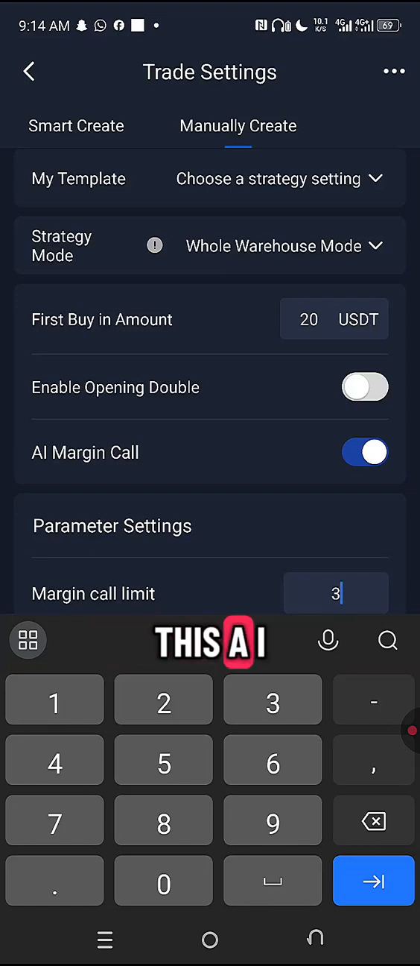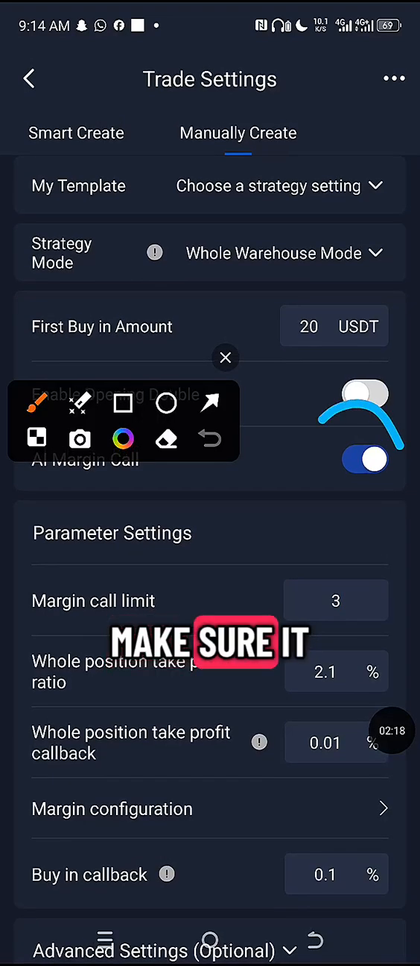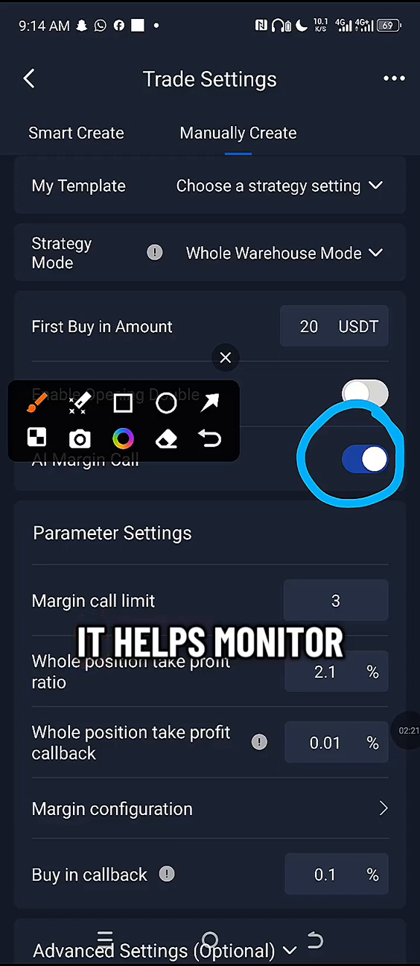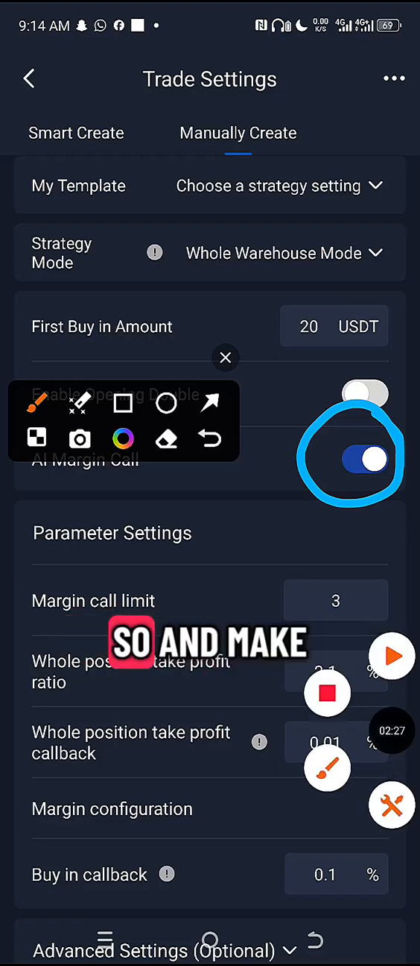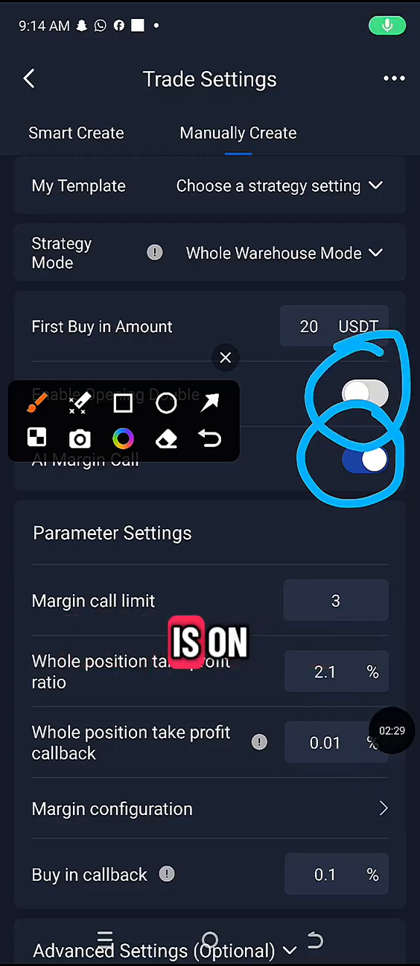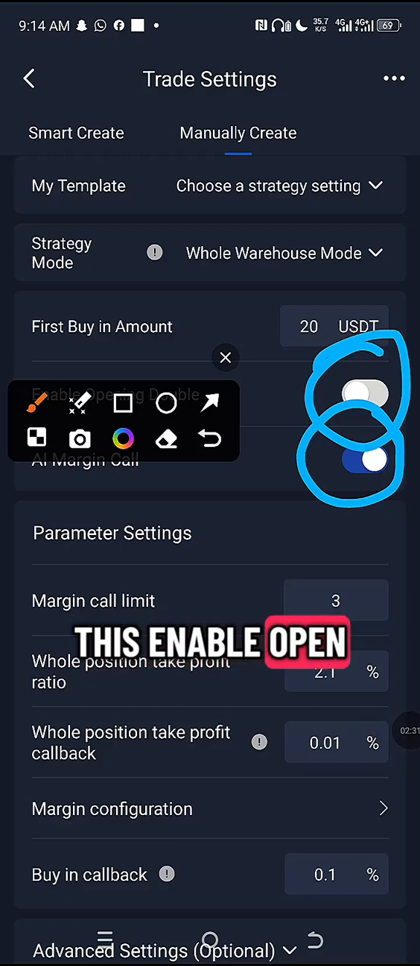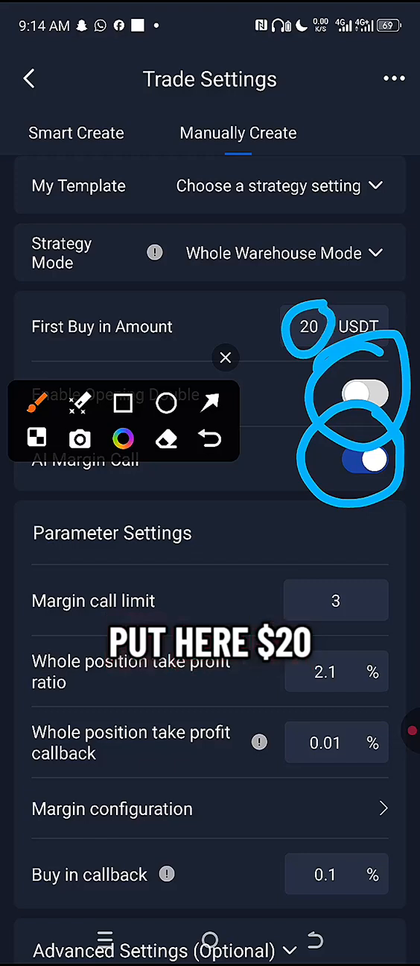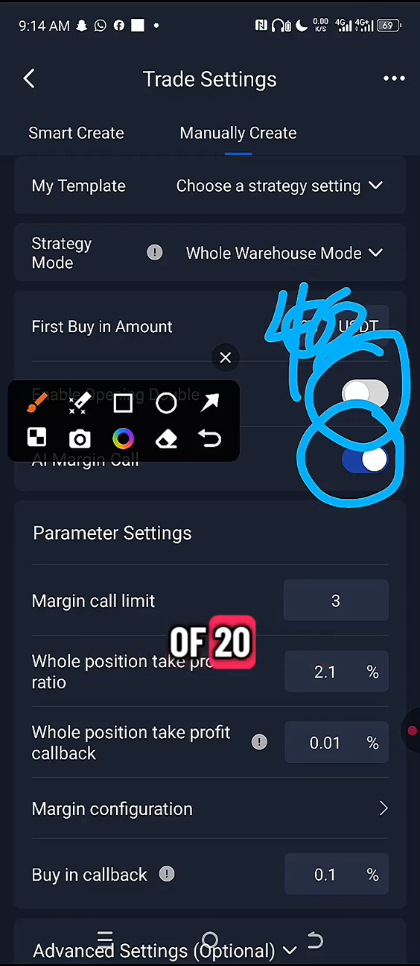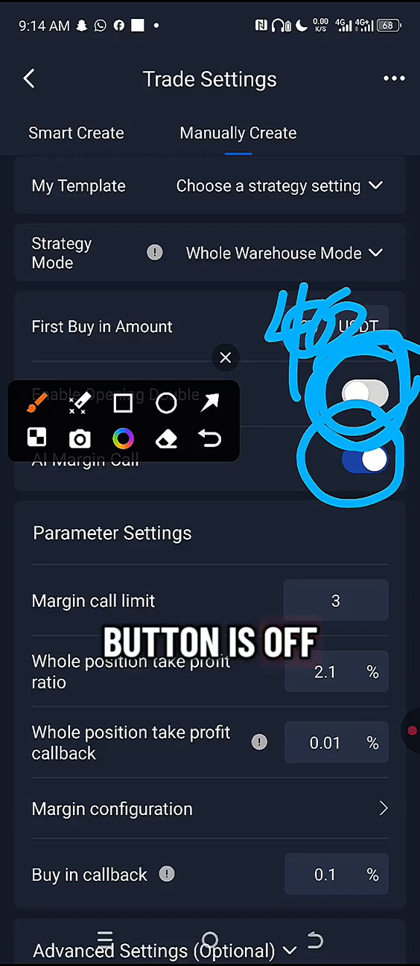And then this AI margin call button, make sure it is on because it helps monitor the market using AI on your behalf. Also make sure this enable open double button is on, because if you put $20 here, the robot is going to double your money and put 40 instead of 20.